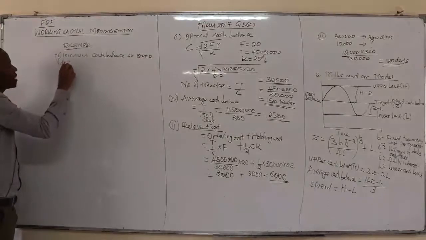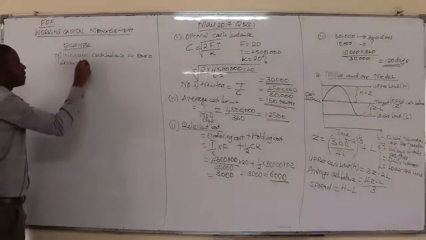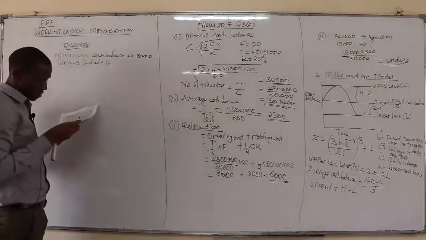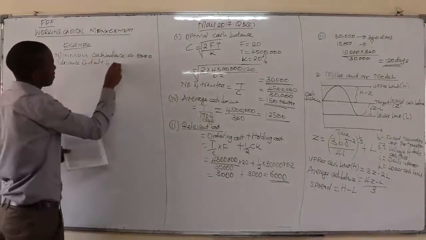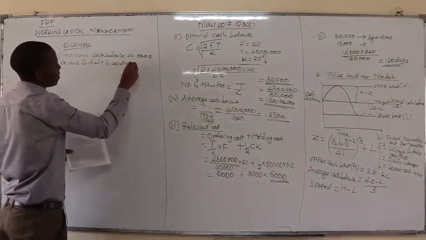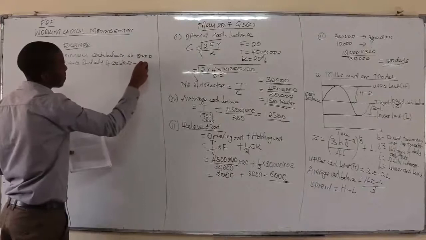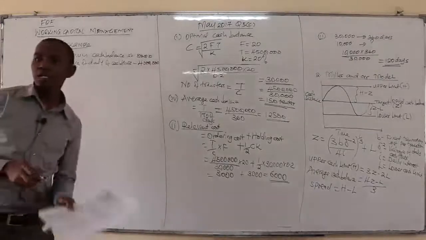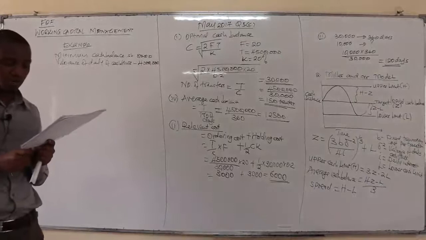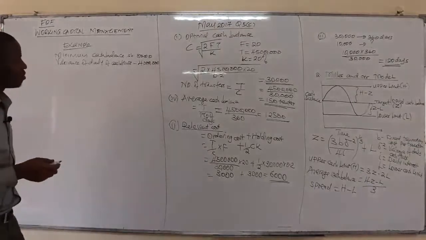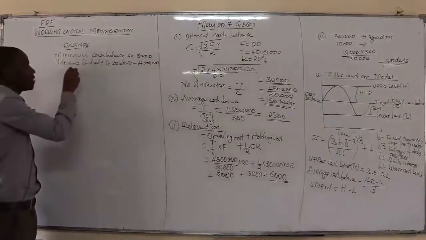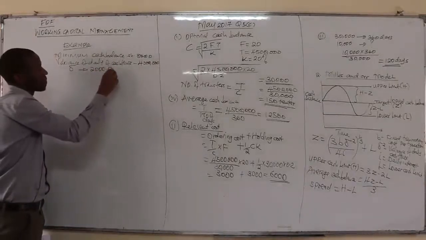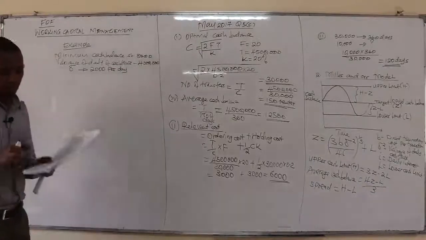the variances of the daily cash flows is 4 million, which is equivalent to a standard deviation of 2,000 per day.